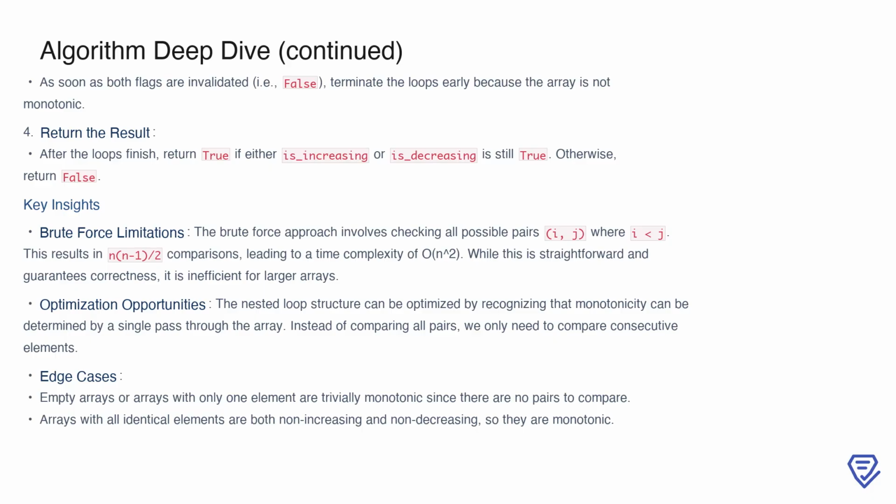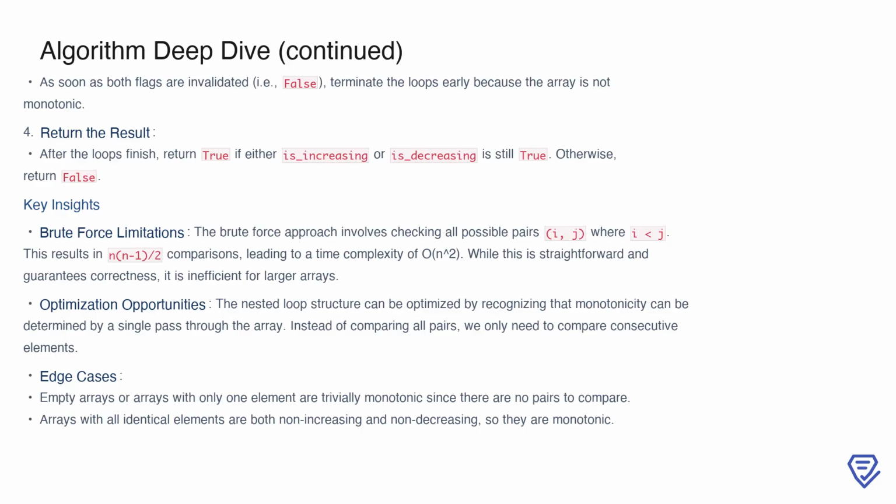As we iterate through the pairs, if we find any instance where the earlier value is greater than the later value, we invalidate the monotone increasing condition by setting the corresponding flag to false. Similarly, if we find an earlier value smaller than the later value, we invalidate the monotone decreasing condition. If both flags become false during the iteration, we can terminate the loops early since the array is neither non-increasing nor non-decreasing, and thus, it cannot be monotonic. After completing all iterations, if at least one of the flags remains true, the array is monotonic, and we return true. Otherwise, we return false.